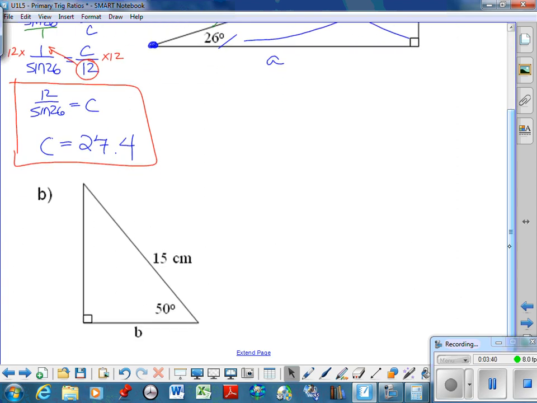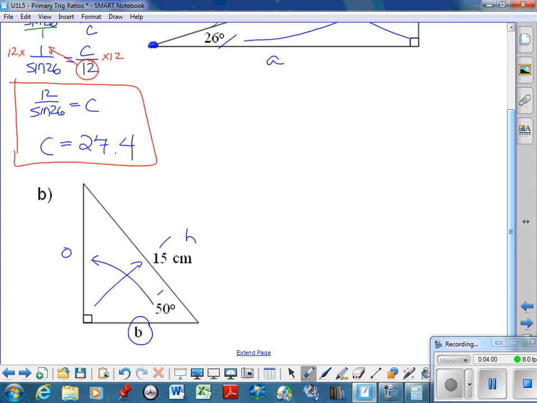Okay? One more example with that. So, same thing. I'm looking for an unknown. The unknown is b. I need to find that. I know an angle, and I know a side. So I need to label my sides to know which sides I have. Well, that's across, so I know the hypotenuse.